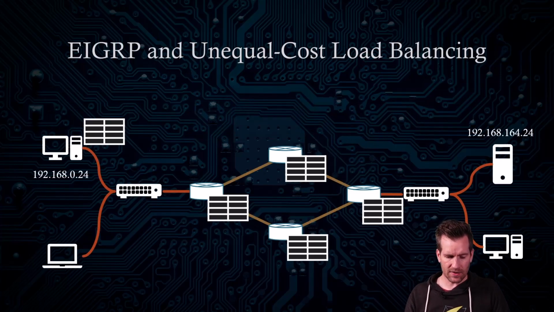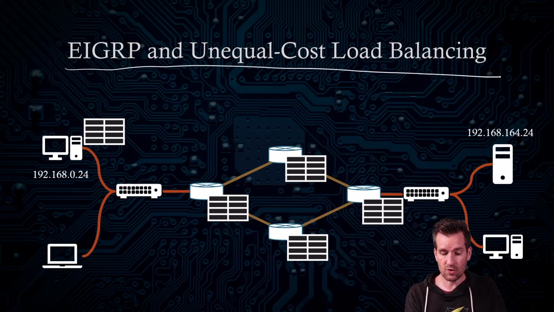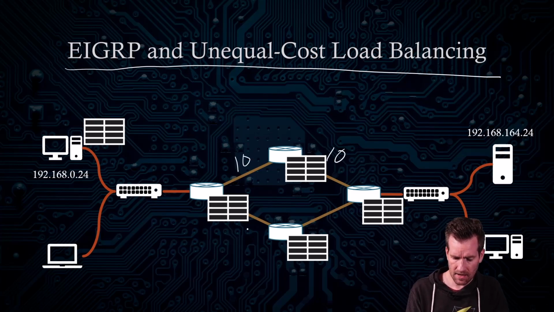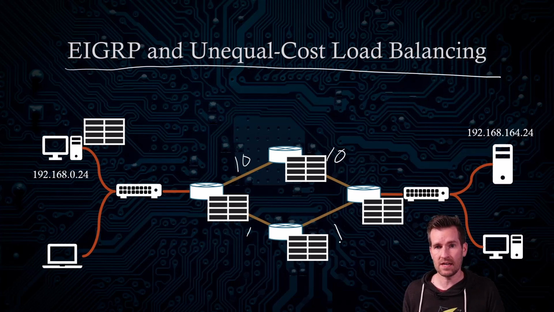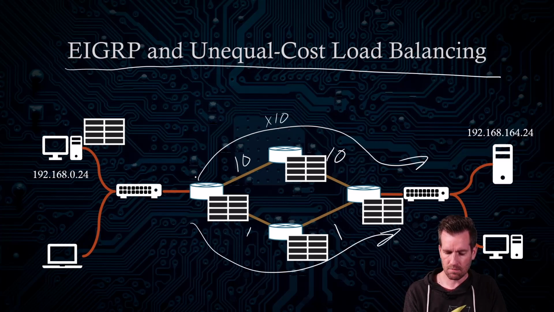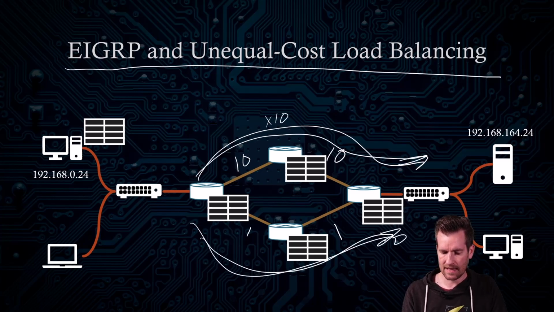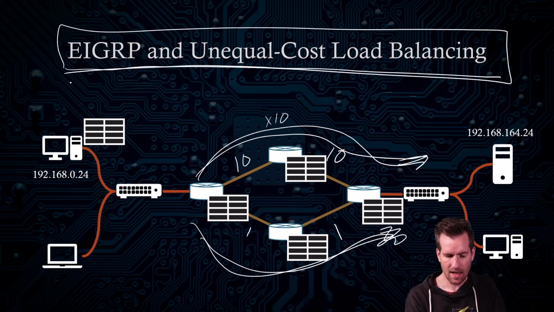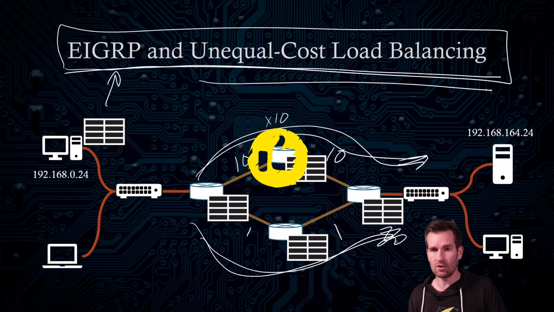Just a side note that EIGRP can actually do unequal cost load balancing. What that means, if these are 10 gig connections over here and these are 1 gig connections over here, it could utilize both of these connections and it would utilize this much more than it would utilize this connection. So that is one of the powers behind EIGRP. It can do unequal cost load balancing.